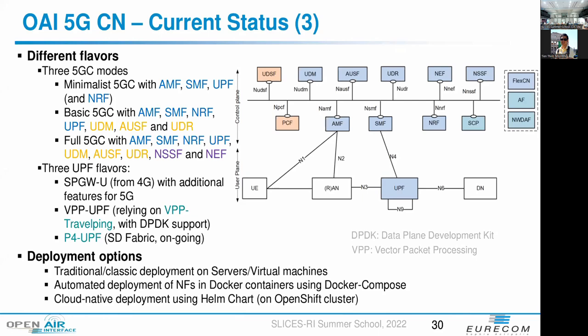And also with the same principle, we have 3 UPF flavors. The first one is SPGWU, which is the in-house implementation. It's relatively easy to manage, easy to deploy, and of course with relatively modest performance. And then the second option is VPP UPF from Travelmate. We support a bit higher performance with VPP support. And then the last option is with a P4 UPF that is actually ongoing.